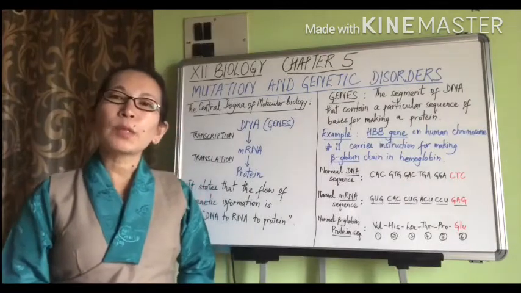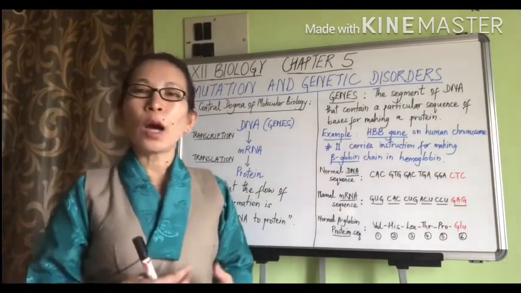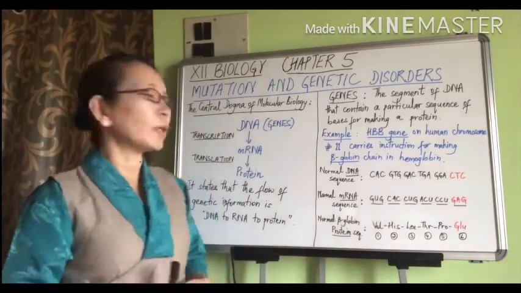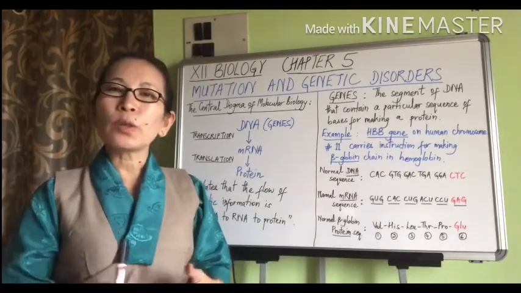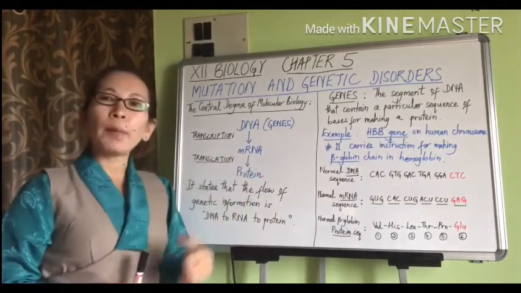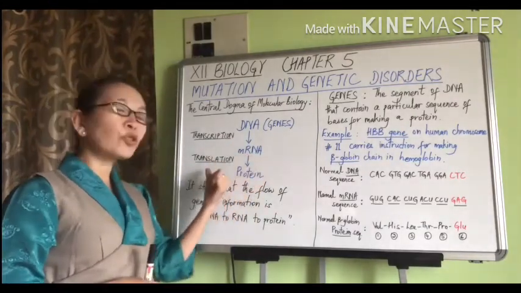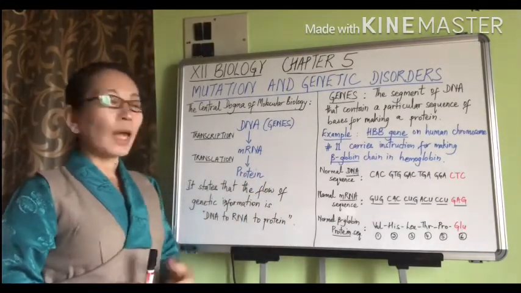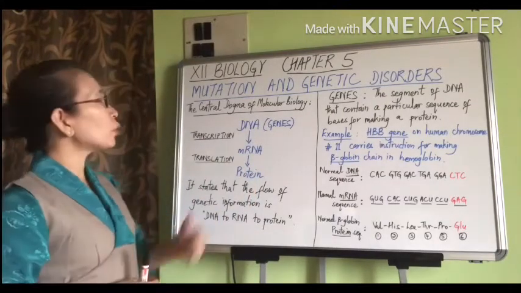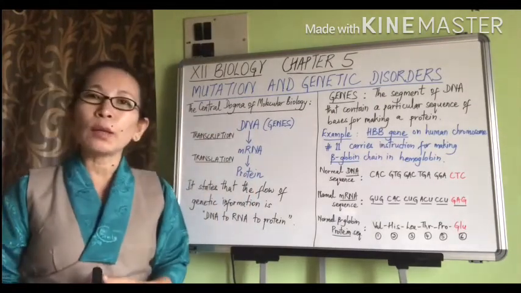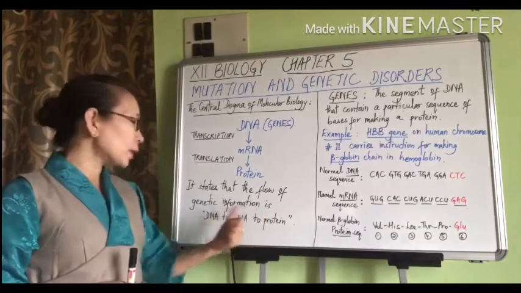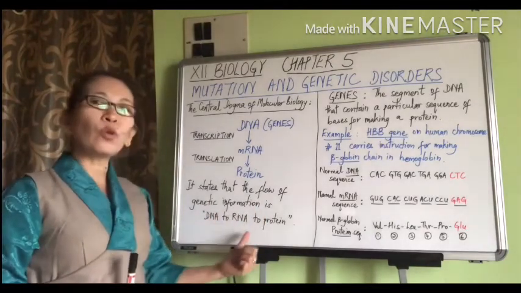Next, how do we explain the expression of genes, which are actually segments of the DNA, into a protein? During gene expression, DNA is first copied or transcribed into an mRNA, and the mRNA is then translated into a protein. This sequence of events describing the flow of genetic information is referred to as the central dogma of molecular biology, which states that the flow of genetic information is DNA to RNA to protein.